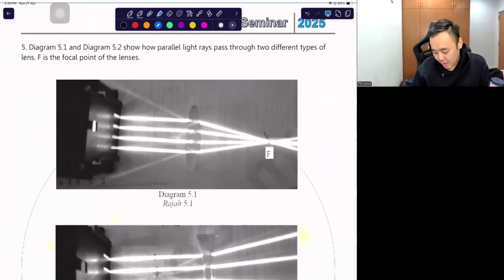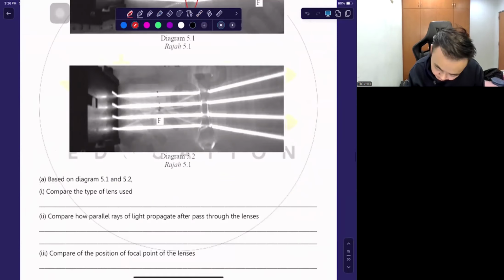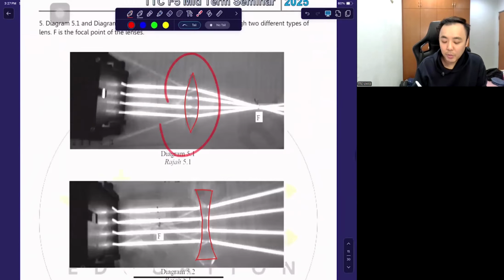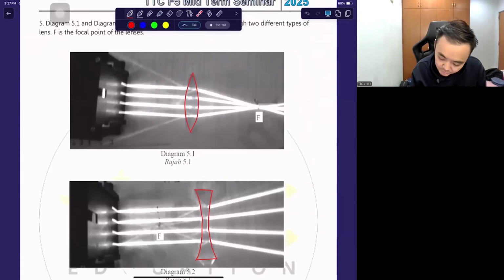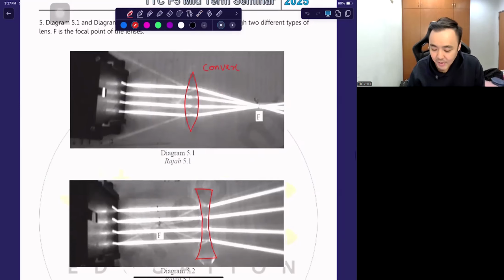Okay, could you see the shape? Might not be able to see clearly, I draw for you. This one here, like this. Okay, what kind of shape is this? And this one here, like this. What kind of shape is this? What do you call these lens? This one, 5.1 is con. This one is convex, correct. Convex lens is what lens?